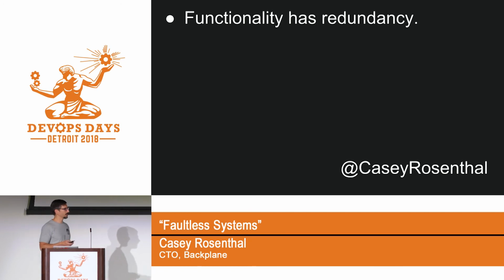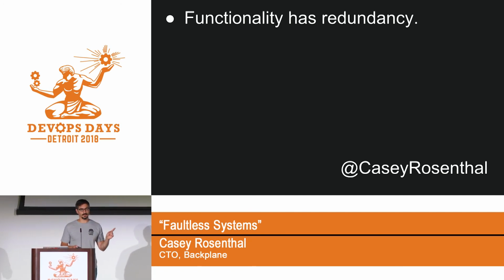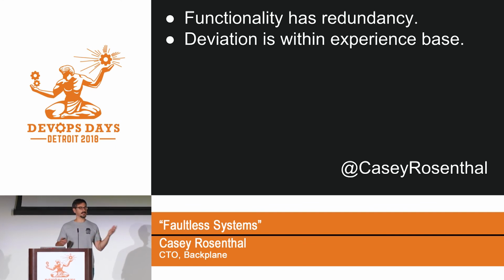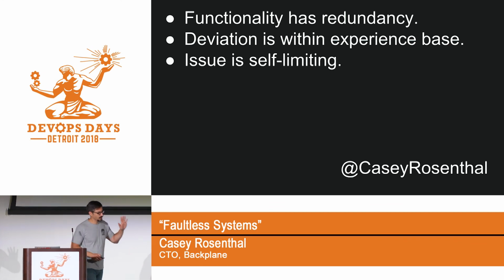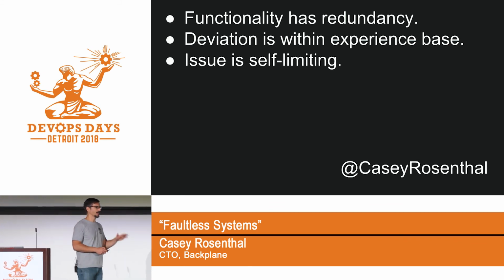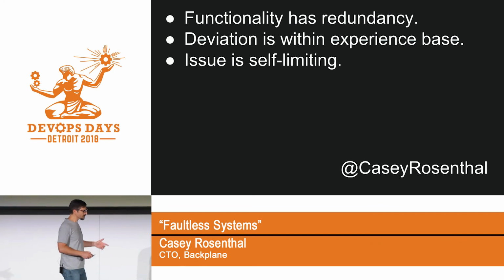So why did they continue to fly these missions? One, the functionality had redundancy. Two, the deviation was within their experience base. The shuttles kept coming back. And the issue was self-limiting. They thought the increased pressure on the O-ring would make the seal even tighter. This mirrors how a lot of us think about our running systems.